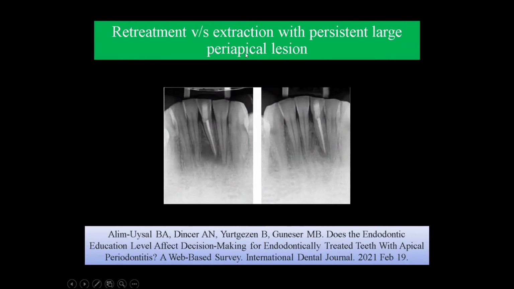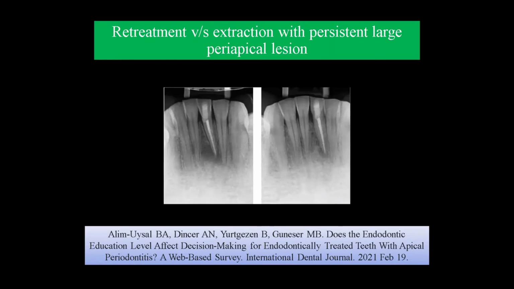Now, persistent periapical lesions. Should the tooth be extracted or a retreatment attempted? A web-based survey by Axoy reported that most of the general practitioners and undergraduates advised extraction in cases of persistent periapical lesions more than 5 millimeters in diameter. However, the majority of endodontists preferred a retreatment even in lesions more than 5 mm.